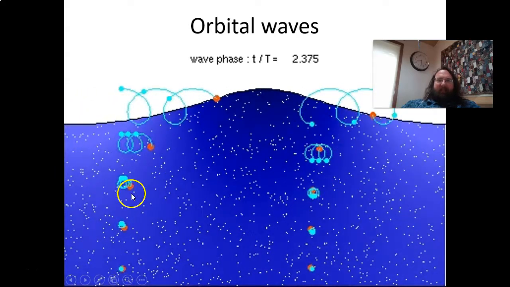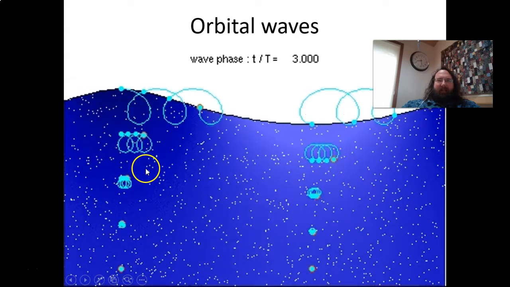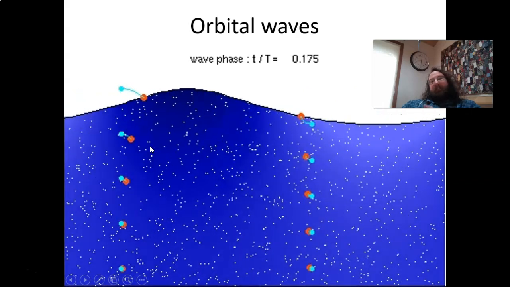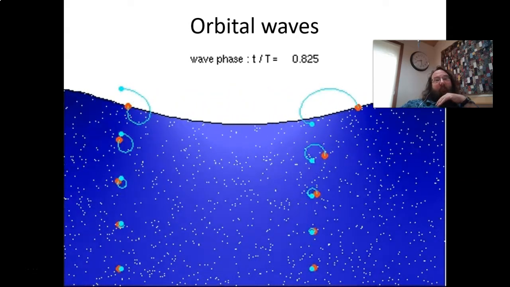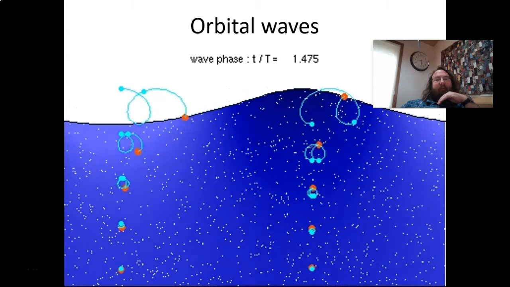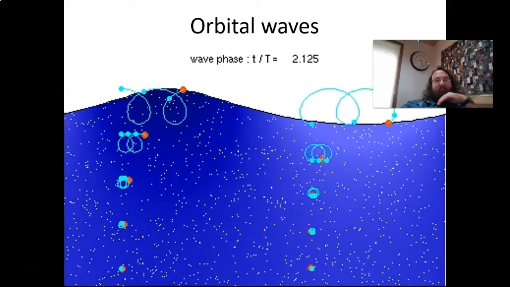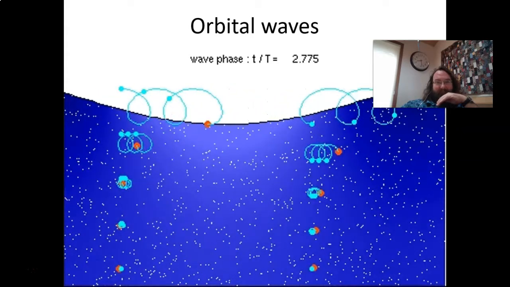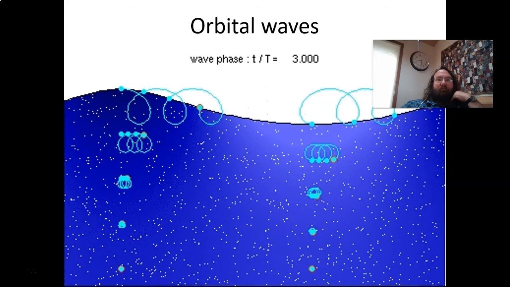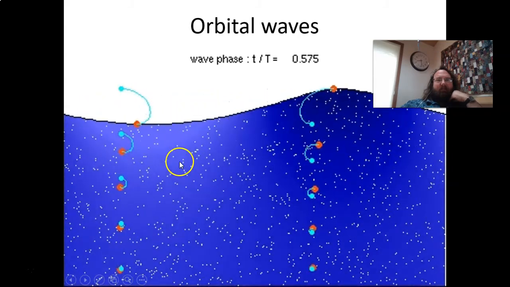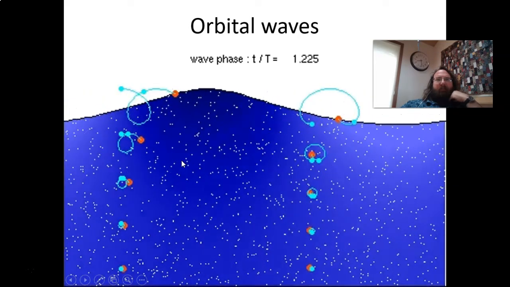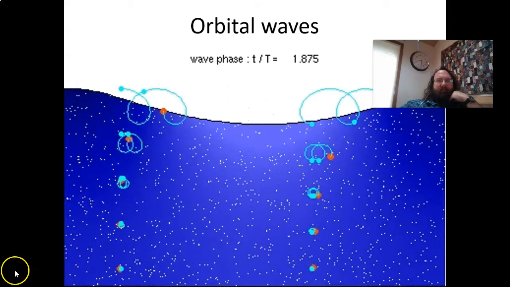This is an animation of particle motion in a wave. And what you'll see, and you also saw in the videos, was that the motion of the surface was circular. Circular, and that what we have in the waves were known as orbital waves.